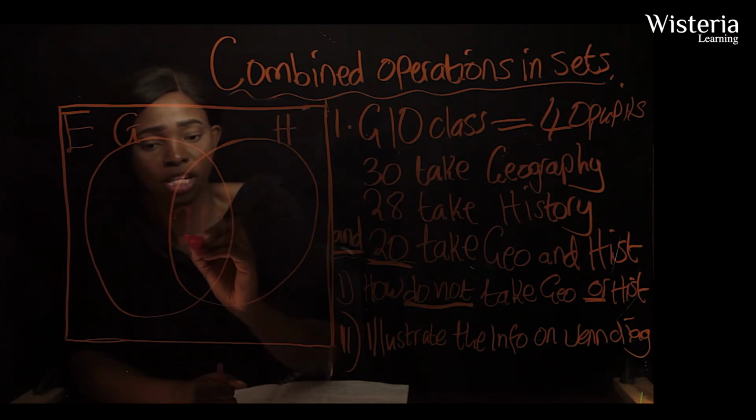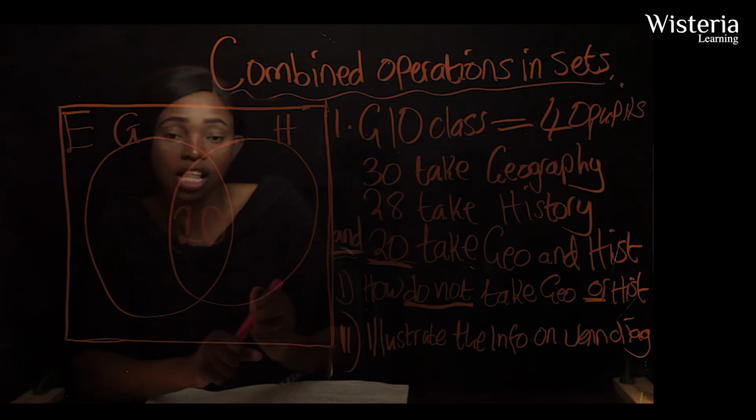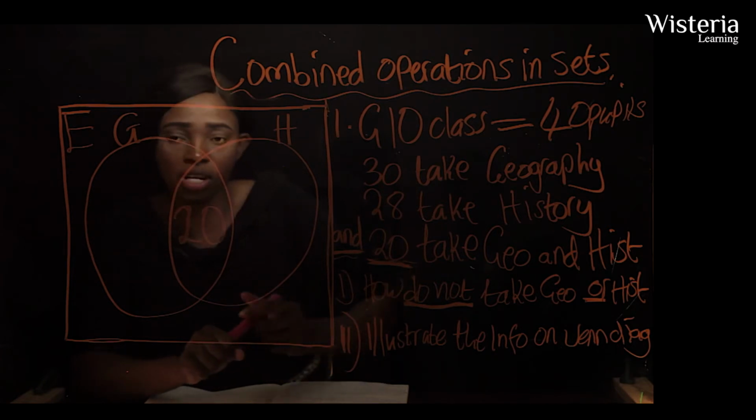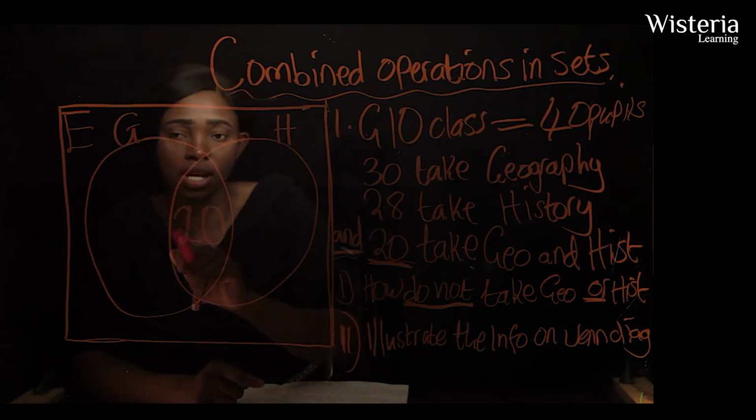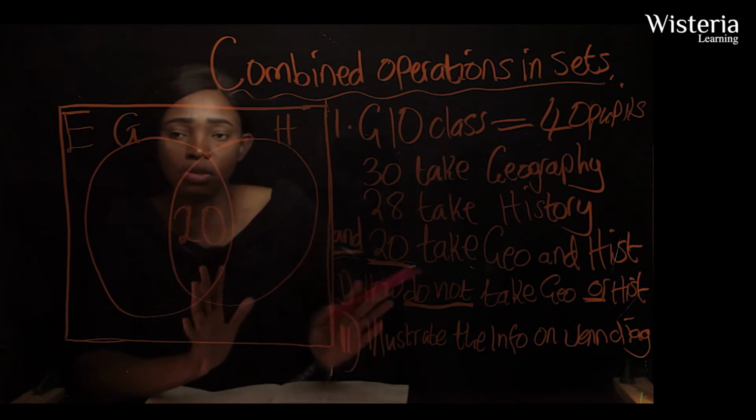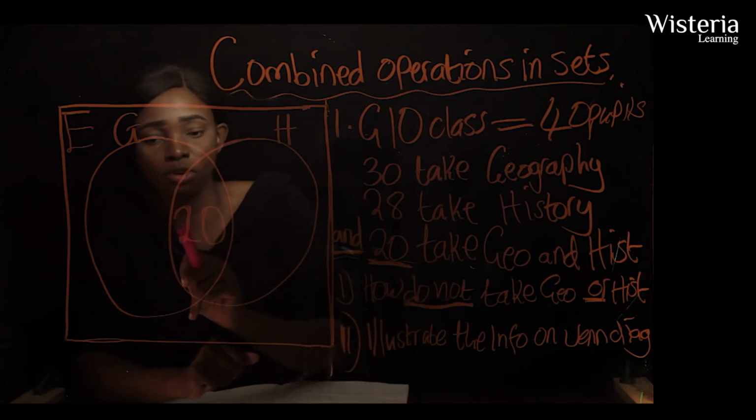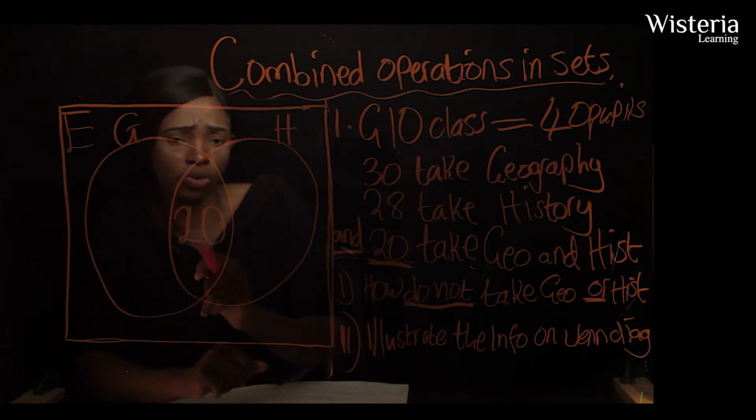Remember, I'm not putting a dot because I'm not listing. This represents the number of pupils. So the number of pupils will not have a dot unless we were listing the elements of a set. That's when we're going to have dots. So I'll put 20 there.